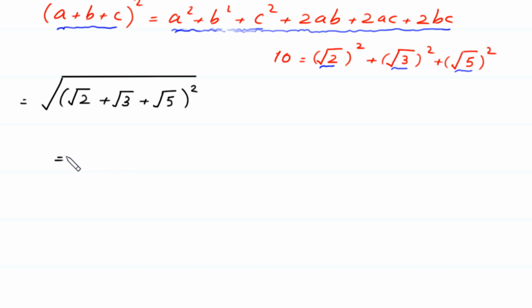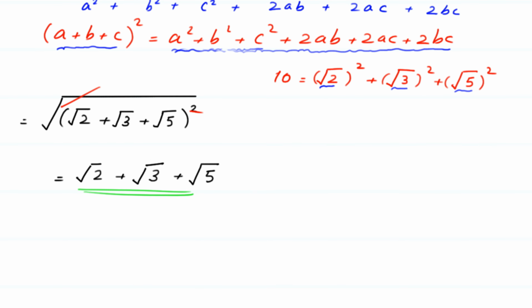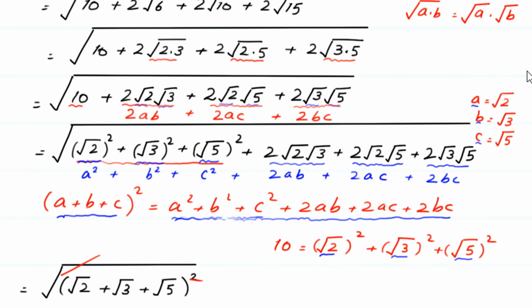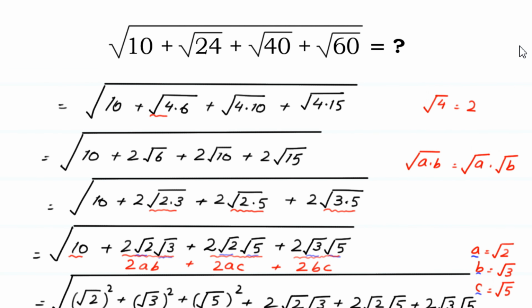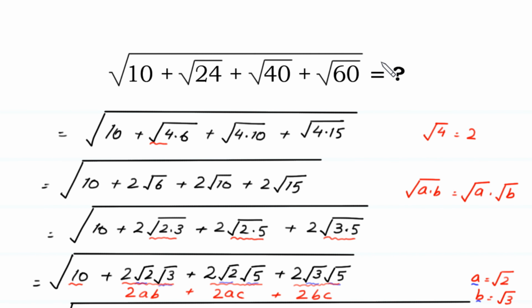Next, this square will be cancelled with this square root, and here left square root of 2 plus square root of 3 plus square root of 5, and this is the required simplified form of that expression. So this expression is equal to square root of 2 plus square root of 3 plus square root of 5.